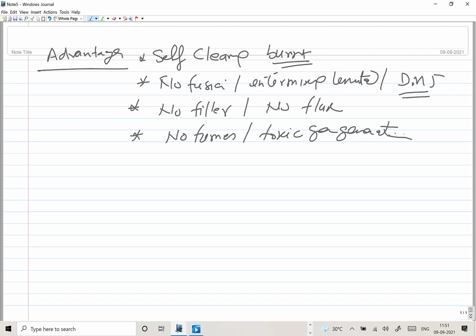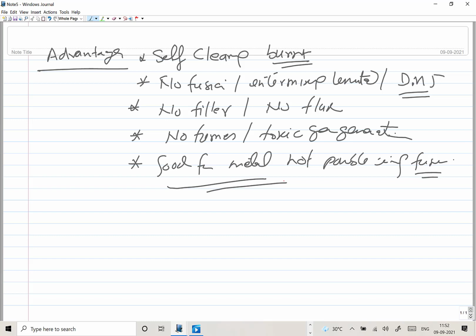Okay. It is good for joining metals not possible to join using fusion welding. So this is another good part, good for joining the metals which otherwise cannot be joined using fusion welding. The automation of fusion welding is possible in some cases, like GTAW or GMAW, and then laser welding, electron beam welding.